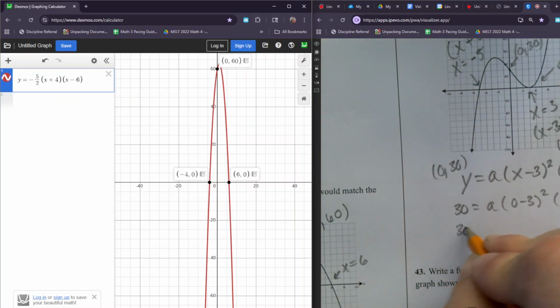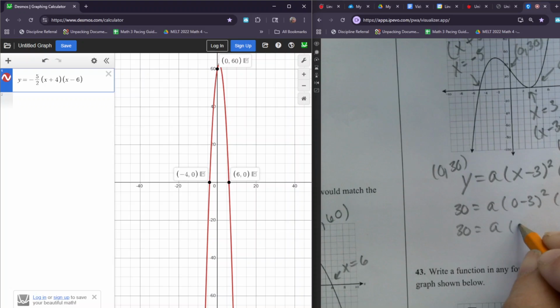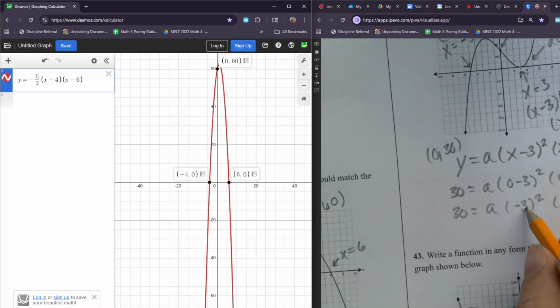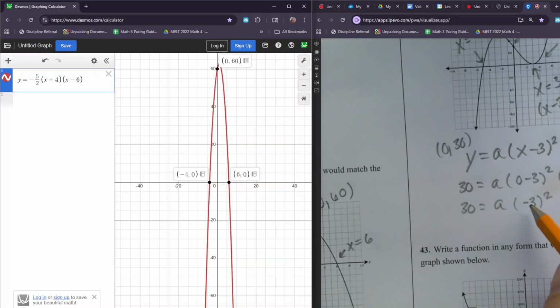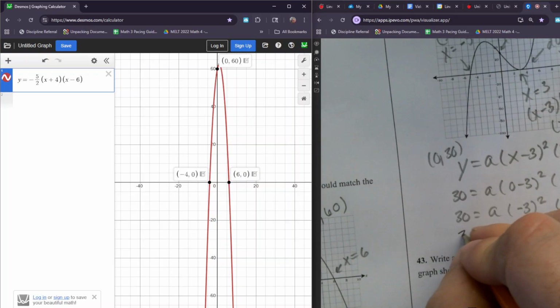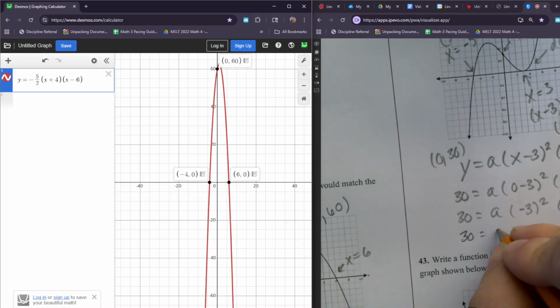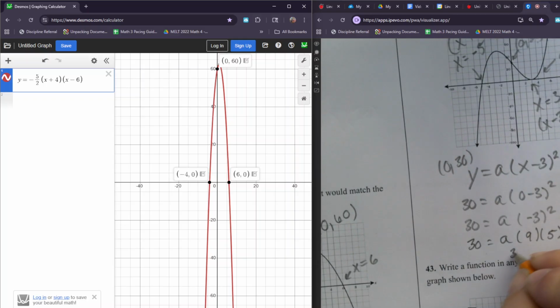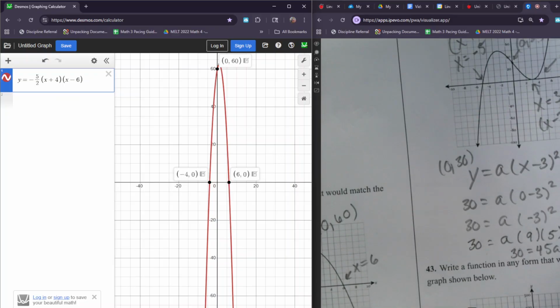All right, so that's 30. I'm going to do this by hand. So a times negative 3 squared. Now guys, don't forget, make sure you put those squared numbers in parentheses with the square on the outside. If you don't, that'll mess your answer up. So that would be 30 equals 45a. And then if I divide, that gives me a equals 30 over 45, which is a equals 2/3.